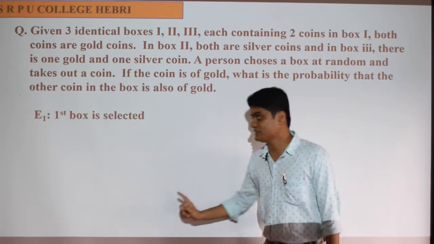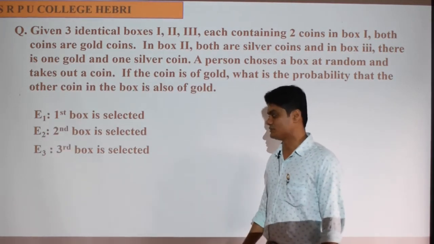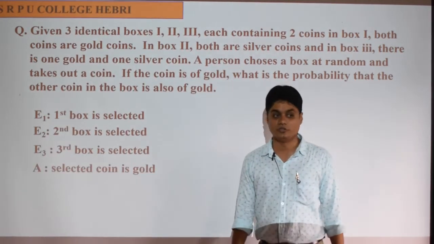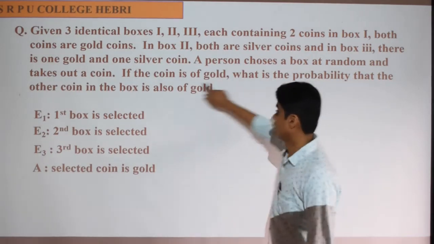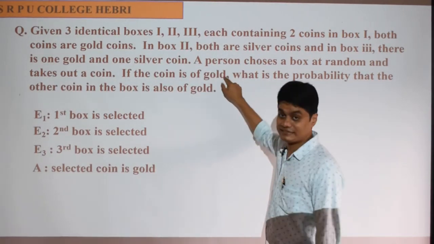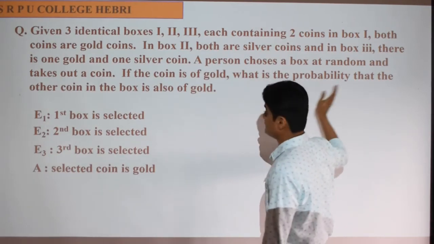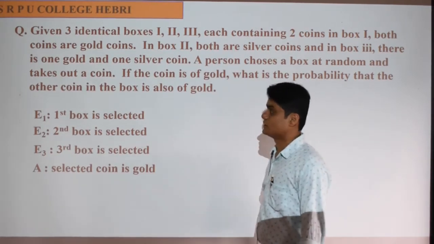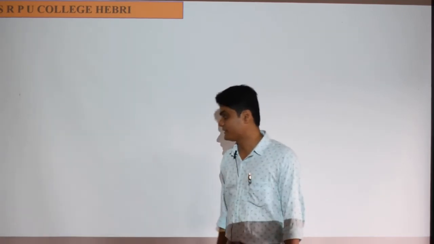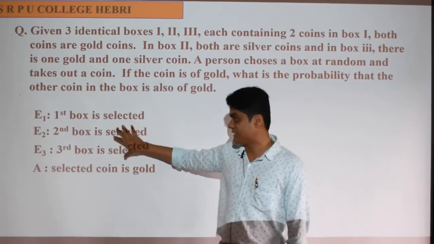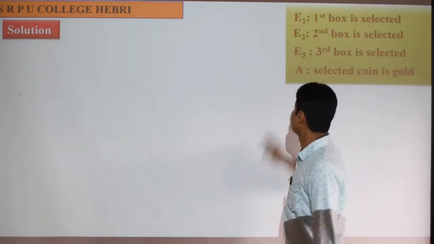So E1 is the first box selected, E2 is the second box, E3 is the third box. Understood? The selected coin is gold, that is event A. And what we have to find out is the probability that the other coin in the box is also gold. Understood? This will be displayed, don't worry, but the next slide will not have the question, only this information.